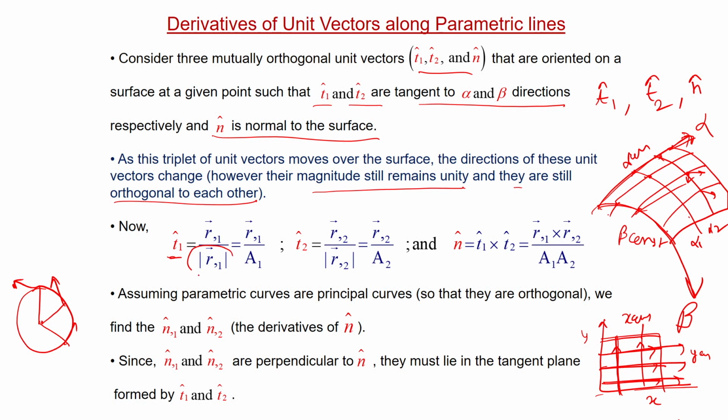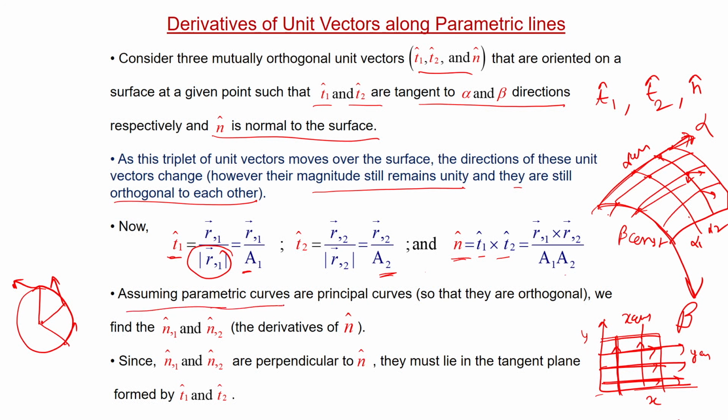So this magnitude is nothing but the definition of A1. A1 is what? A1 is our Lamé parameter. In the same way, T2 hat is r comma 2 divided by the magnitude of r comma 2, so r comma 2 derivative upon A2, where A2 is the Lamé parameter. And then n hat can be T1 cross T2, that is r comma 1 cross r comma 2 over A1 A2.